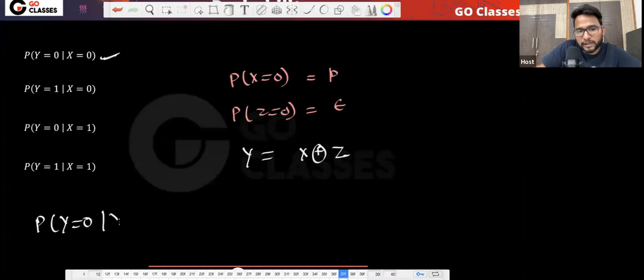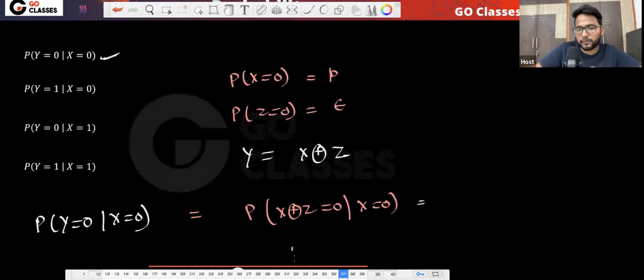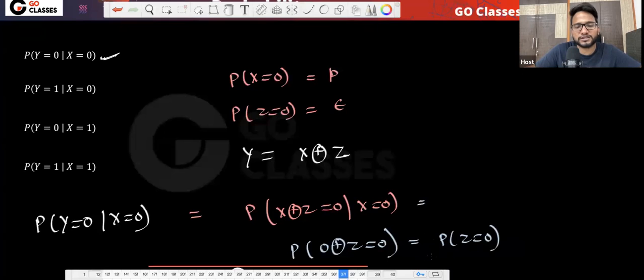Okay. So let's just solve it. Probability of Y equal to 0, given that X equal to 0, right? Now, this is the same as saying probability of X or Z equal to 0, given that X equal to 0. Now, you can just put the value of X equal to 0 here, and then it will be probability of 0 or Z equal to 0. And since you have put the value of X equal to 0, you don't need to write it again. So it is same as probability of Z equal to 0, right? Is this correct? Which is epsilon. Let me know.